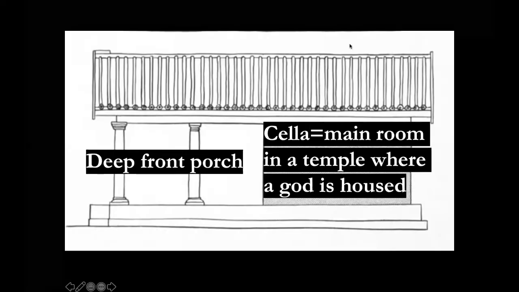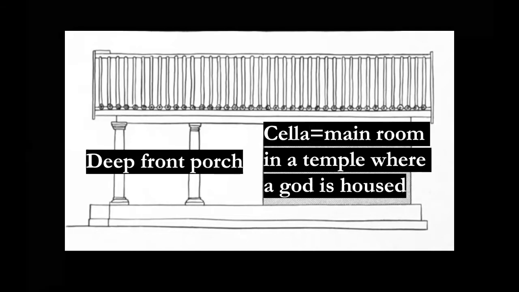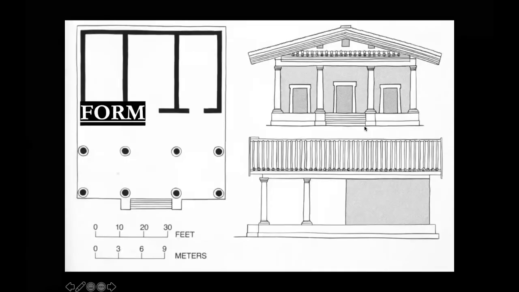Okay, so let's label on those little folded pages. We're going to write the deep front porch, where you have the two columns, and then the actual housed sanctuary is called the cella, and that's the main room in a temple where a god is housed. Since this one has three, this is a triple cella.